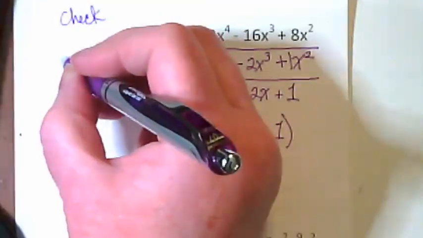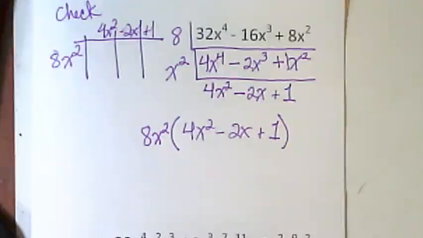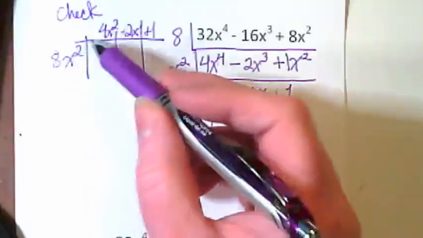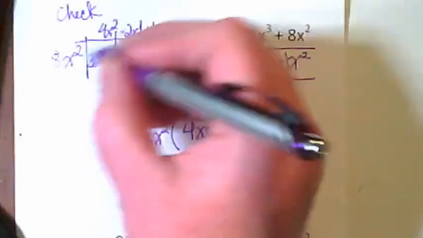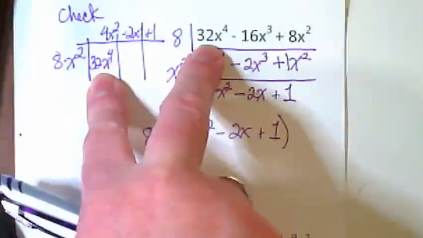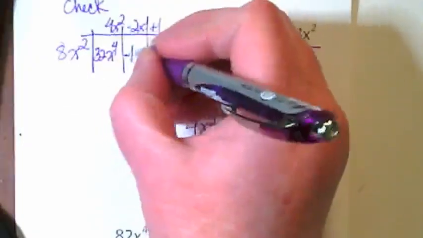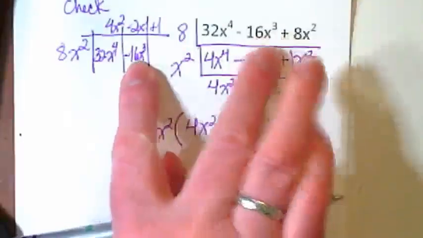This is not as complex as the problem we did just before this, and we have some room here. So I'd like us to do the opposite and go back and check our work. We can check our work by multiplying. Eight times four is 32. X squared times x squared is x to the fourth.